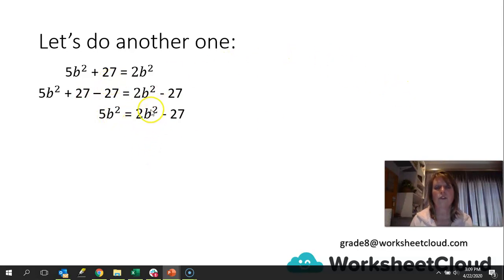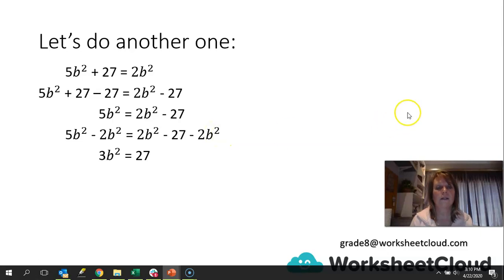Now we should try and get our 2b squared to this side so that all our variables are on the same side. We had to minus 2b squared from this side, which means we minus the 2b squared on that side. We end up with 3b squared on the left-hand side, because 5b squared minus 2b squared, they are like terms. We can simplify those to be 3b squared. On this side, we've got 2b squared minus 27 minus 2b squared. Those cancel each other out. It ends up being 0.